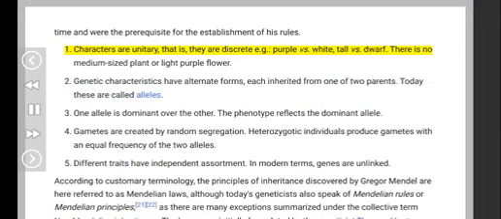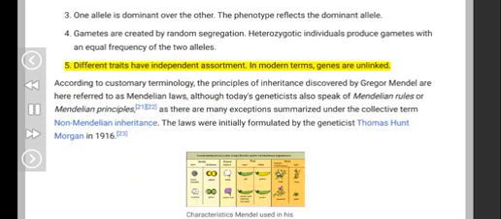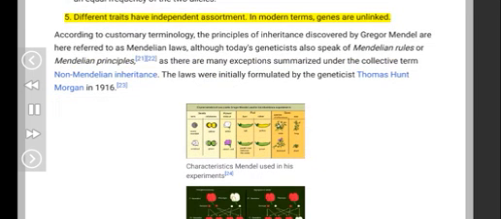1. Characters are unitary, that is, they are discrete, for example, purple versus white, tall versus dwarf. There is no medium-sized plant or light purple flower. 2. Genetic characteristics have alternate forms, each inherited from one of two parents. Today these are called alleles. 3. One allele is dominant over the other. The phenotype reflects the dominant allele. 4. Gametes are created by random segregation. Heterozygotic individuals produce gametes with an equal frequency of the two alleles. 5. Different traits have independent assortment. In modern terms, genes are unlinked.